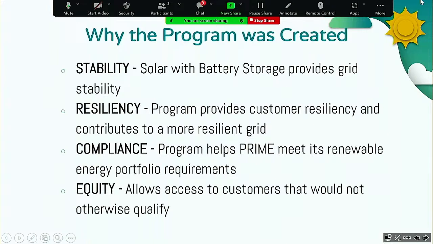Through the previous slides, we could probably see why this program was created. This program provides stability in pricing through an initial approximate 14 cents per kilowatt hour with a 1.9% escalator over 25 years. It provides resiliency; specifically during power outages, participants will continue with power. It allows Prime to meet its renewable energy portfolio requirements, which are set by the state. And it furthers equity through the democratization of solar equipment by giving access to customers that would not otherwise qualify.